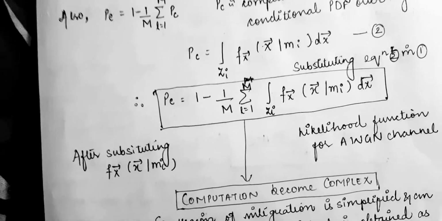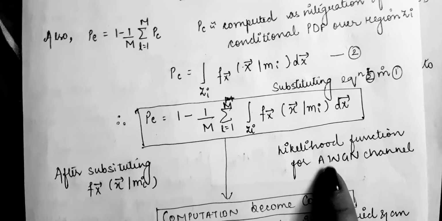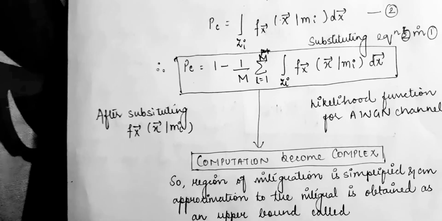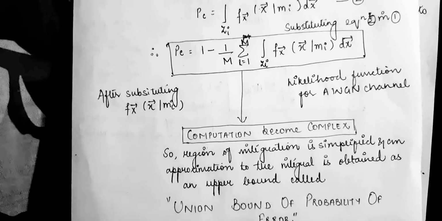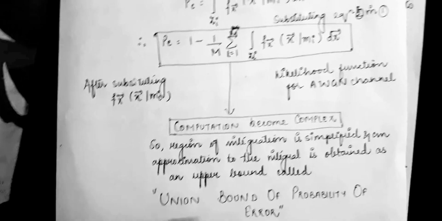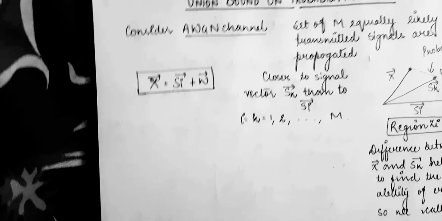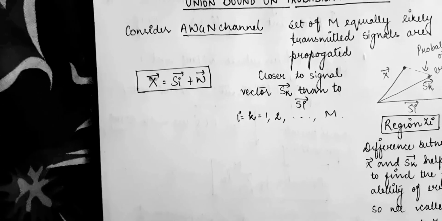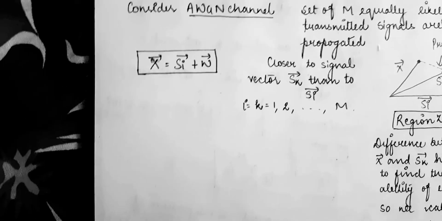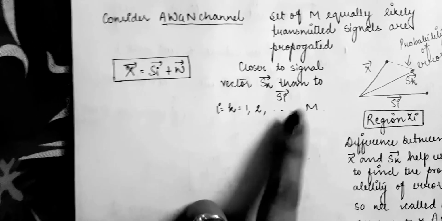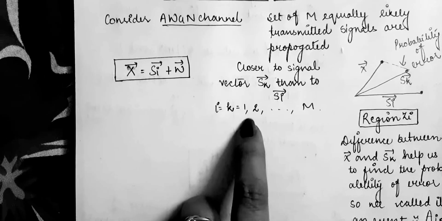Here we have noise in the channel, that is additive white Gaussian noise, so the computation becomes complex. So the region of integration is simplified and an approximation to the integral is obtained as an upper bound. This process is called the union bound on probability of error. Now, coming to the union bound, we consider additive white Gaussian noise, where a set of m equally likely transmitted signals are propagated. Here X vector = Si vector + W vector is closer to the signal vector Sk than to the Si vector, for i not equal to k, k = 1 to m.